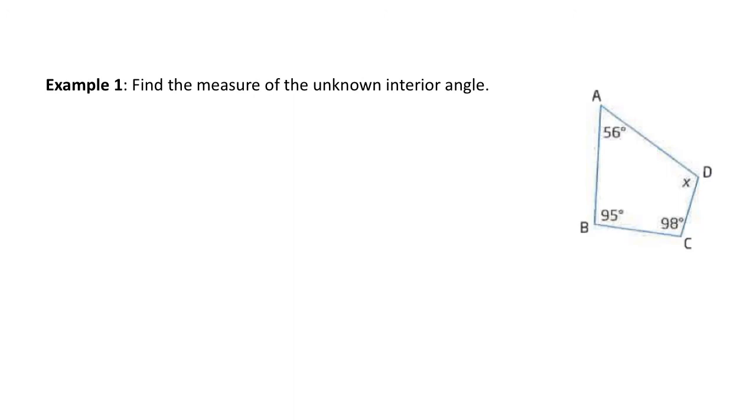All right, now we're going to take a look at some different examples on how to apply the angle relationships or theorems for quadrilaterals. In example number 1, we're asked to find the measure of the unknown interior angle.